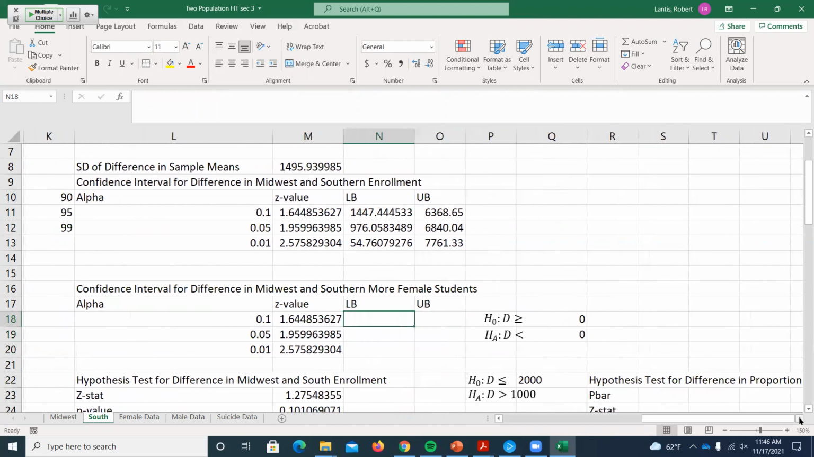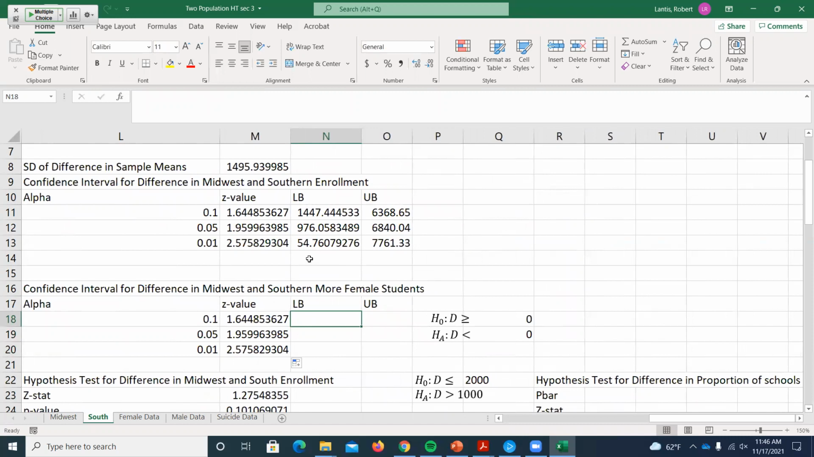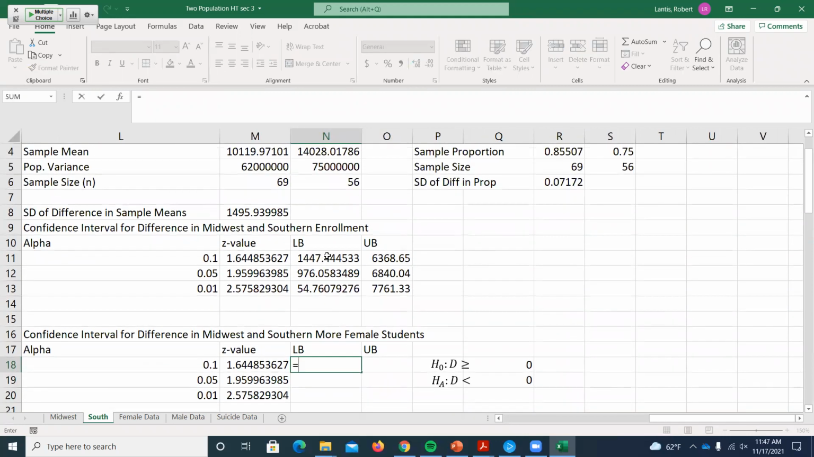From here, it's using Excel as a calculator, and it should be a pretty quick, easy equation. I'm going to take the difference in my sample proportions, so group 1 minus group 2. I'm going to subtract a certain number of standard deviations, that I want to go to get that lower bound, multiplied by what the standard deviation for that difference in proportions actually is, okay?